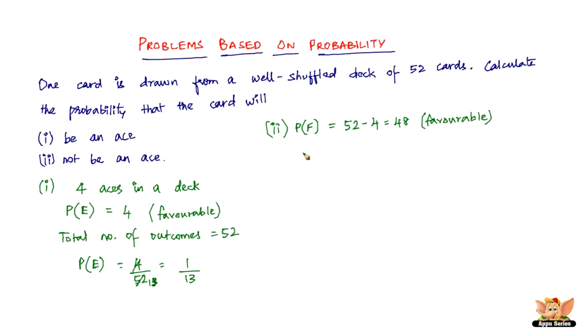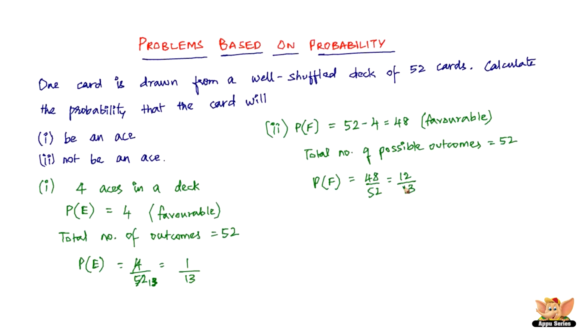So therefore, and of course, the total number of possible outcomes equals 52. So the probability of the card not being an ace is 48 divided by 52, which simplifies to 4 goes 12 times in 48 and 13 times in 52. So the probability of the card not being an ace is 12 out of 13, whereas the probability of the card being an ace is just 1 out of 13.